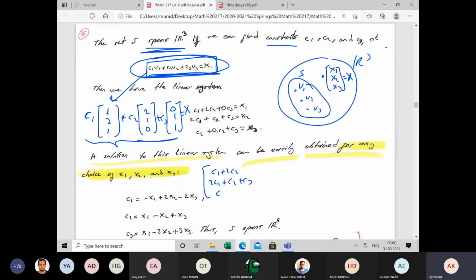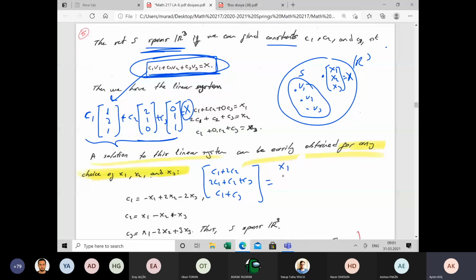Sorry. And this one gives C1 plus 0 plus C3. C3 is the right hand side, x. It's okay, x1, x2, x3. It's okay? So this one gives the system.